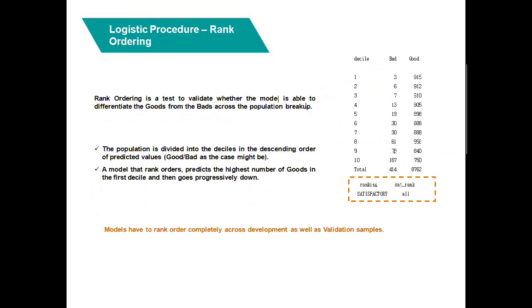Rank ordering. While building the model, we should also take care that when we are grouping our whole prediction into 10 deciles, in each decile the rank order should be maintained. The population is divided into deciles in the descending order of predicted values. A model that rank orders predicts the highest number of goods in the first decile and then goes progressively down. Models have to rank order completely across development as well as validation.